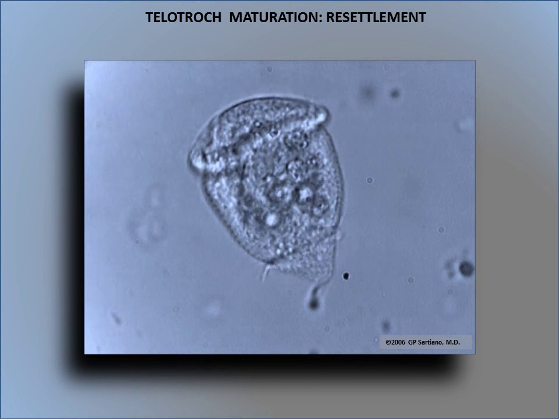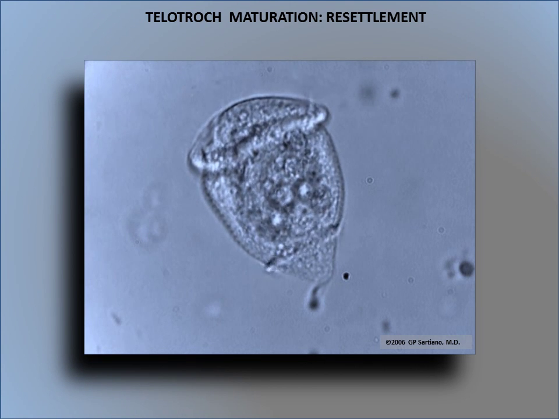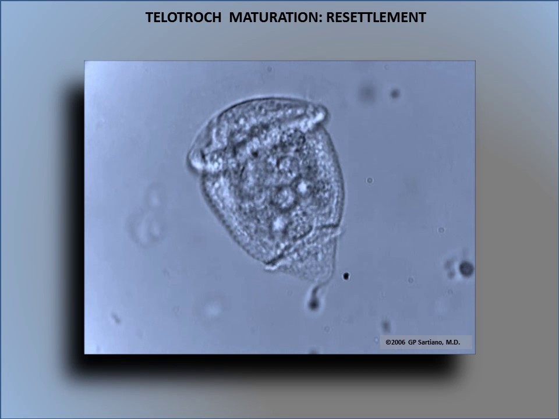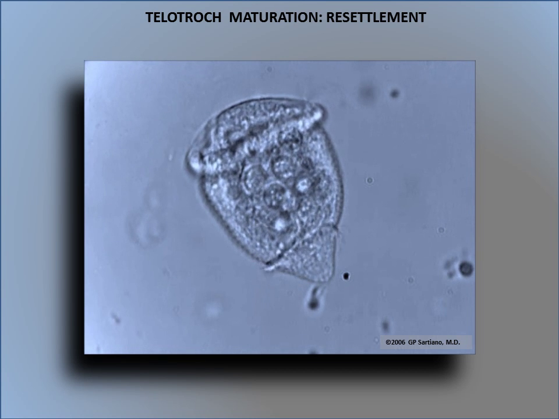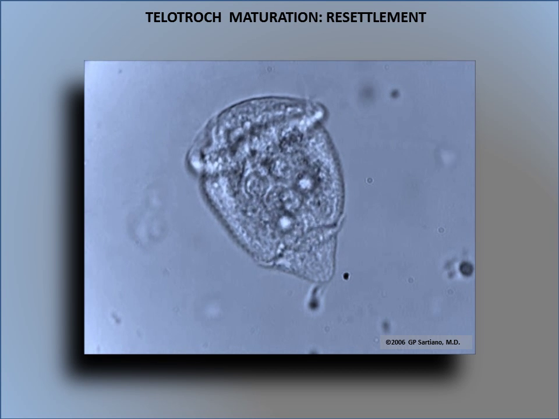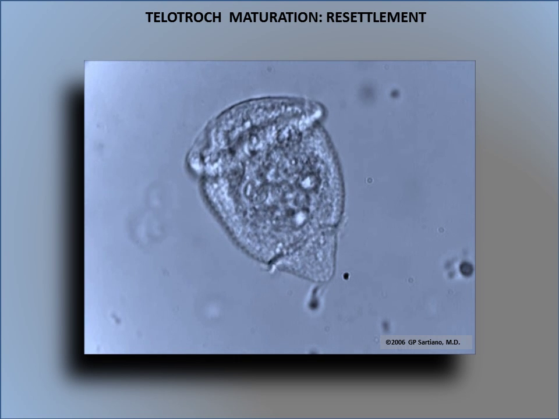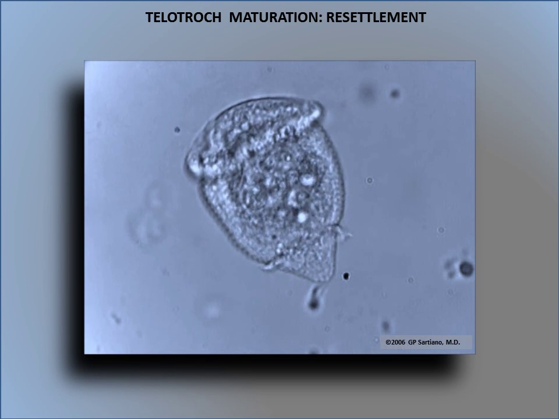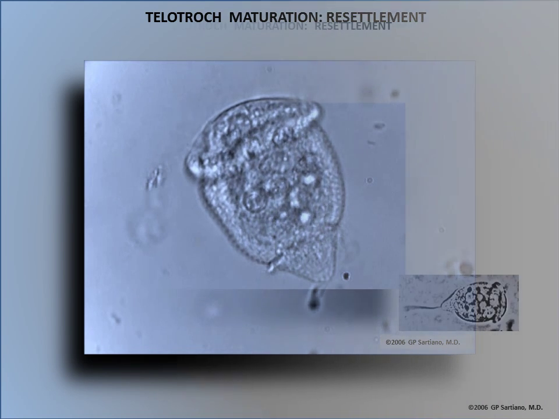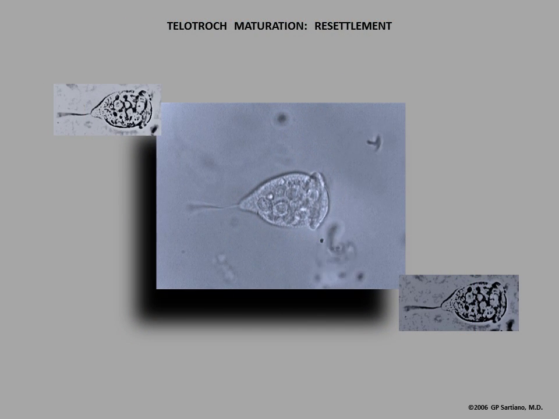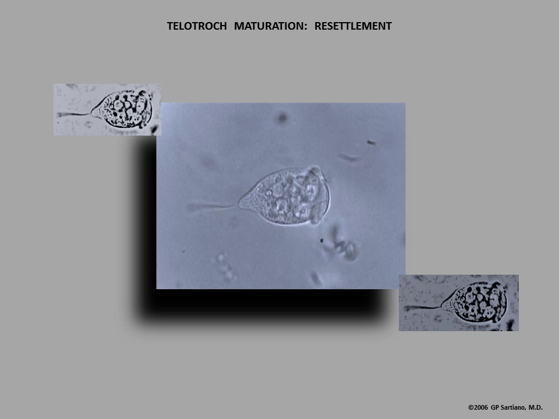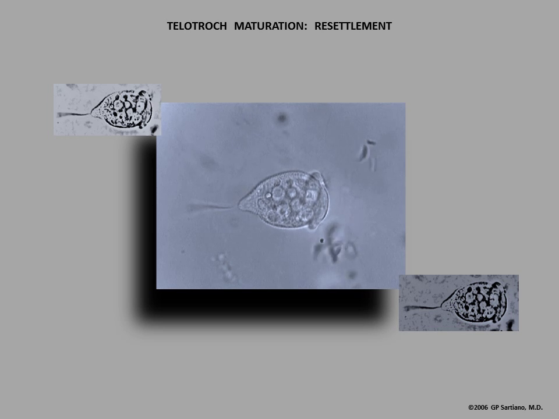Note that as the cytostomal cilia increase in size, number, and activity, they set up waves of current which direct fluid and particles into the cytostome. These activities eventually become powerful enough to manifest as clockwise and counterclockwise movement of nearby particles.